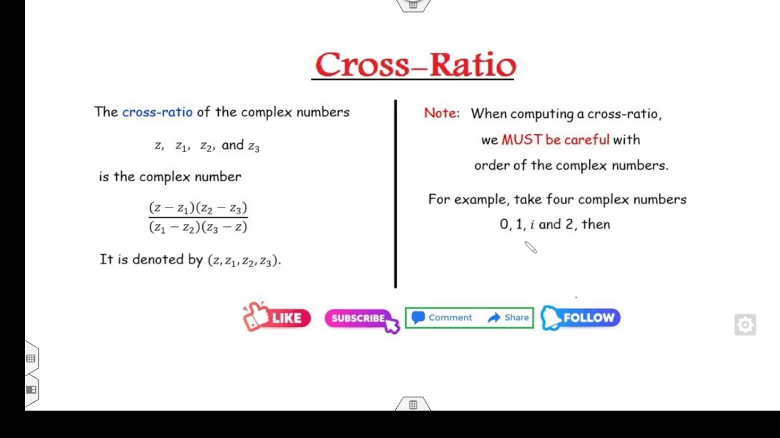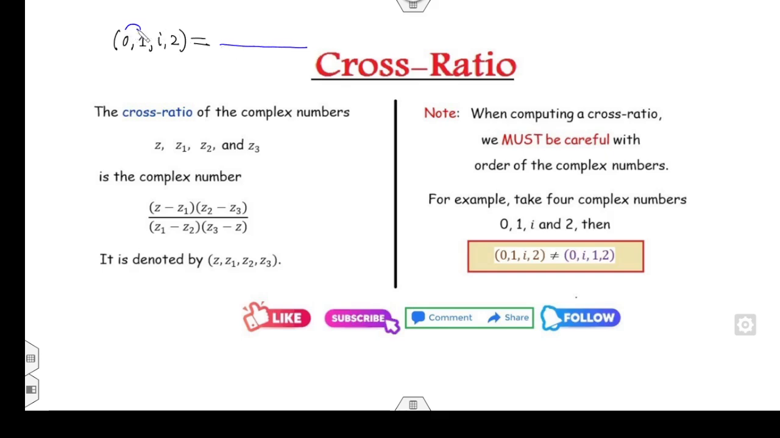For example, if you consider four complex numbers 0, 1, iota and 2, and you write the cross ratio corresponding to 0, iota, 1 and 2, what I did is I have interchanged the positions of 1 and iota, then they are not equal. Why? Because firstly, if you write the cross ratio corresponding to 0, 1, iota and 2, how can you write that? It will be the difference of the first number, 0 minus 1, then for the second number 1 minus iota, then iota minus 2, and the last number is 2 minus 0.